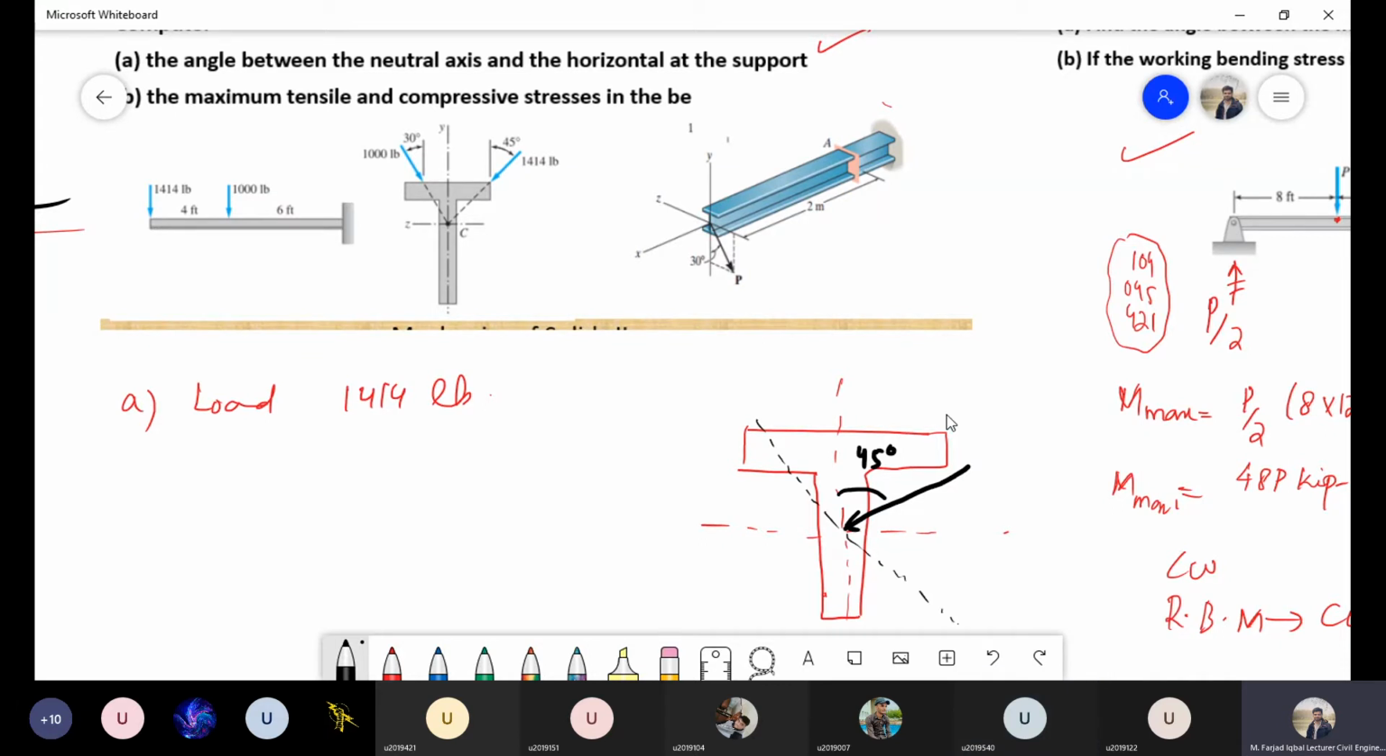Now I need to figure out the direction of movement or the magnitude of maximum movement. So what will be maximum bending moment? Let's suppose there is only one load, 14. So what will be maximum bending moment due to this 14?